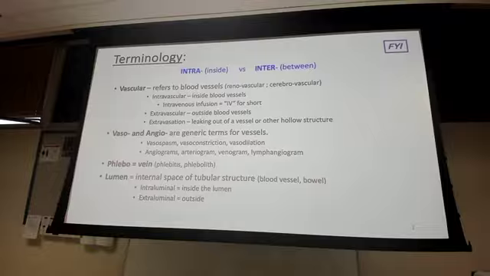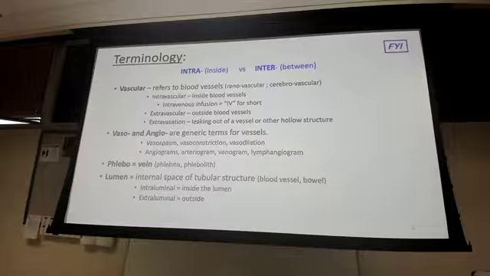Most of you probably already know vascular. When we're talking about vascular, that refers to blood vessels, and you can have intravascular. So when you're giving IV fluids, you're giving fluids inside of the vein, right? Versus extravascular, outside the blood vessel. When we talk about vaso and angio, these are just generic terms for blood vessels. So you'll see them kind of intermixed, like an angiogram is the type of imaging that you can get on a blood vessel.